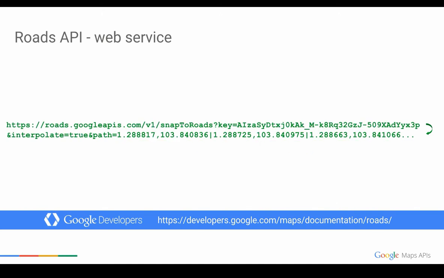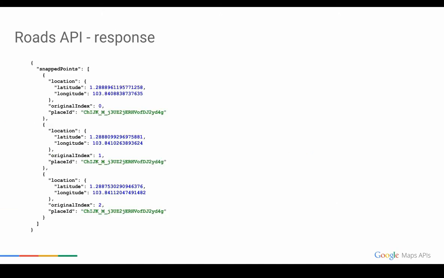So this is what a Roads API request looks like, and this is what a response looks like. Here you can see an array of snapped points consisting of the snapped latitude and longitude, the original index of the point so you can tie it back to your original GPS points, and the place ID of the road segment, which you can use to look up the road name via the geocoding API.